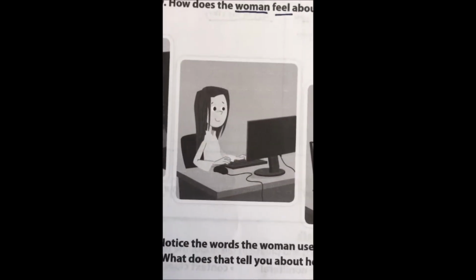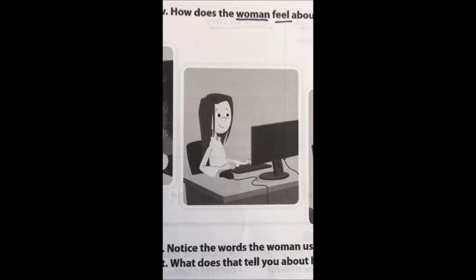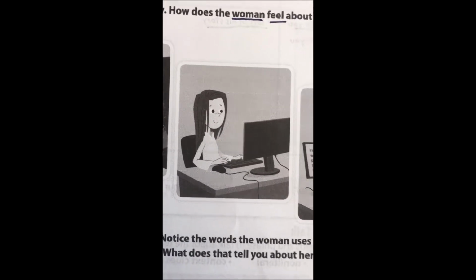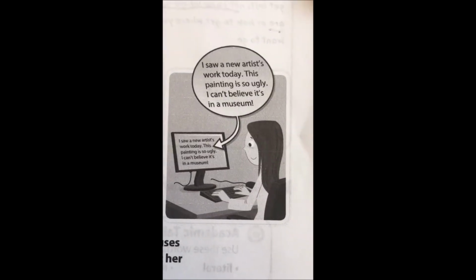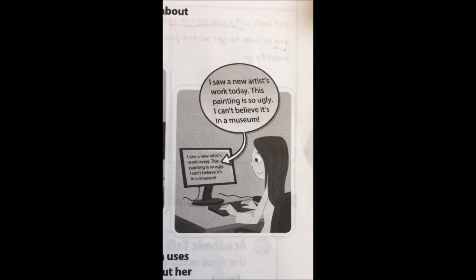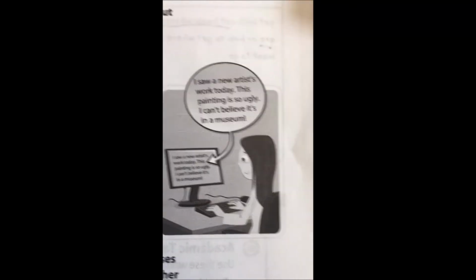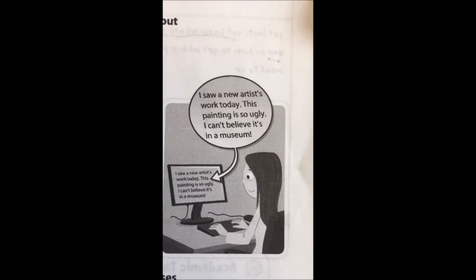Now let's look at our next picture. We know that she's typing, so this tells you that the woman is an author. Beyond that, I don't know a whole lot based on this picture, but I'm going to look at the next one. Here she's typing, and in this bubble, it says the same thing, just bigger. It says, I saw a new artist's work today. This painting is so ugly. I can't believe it's in a museum.